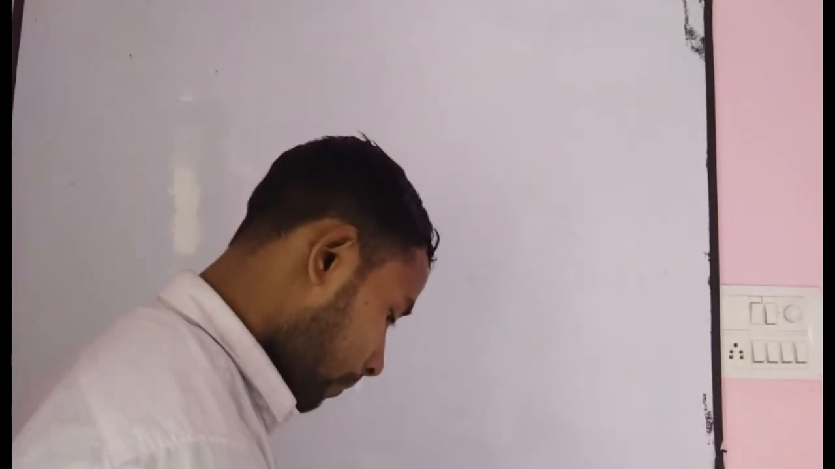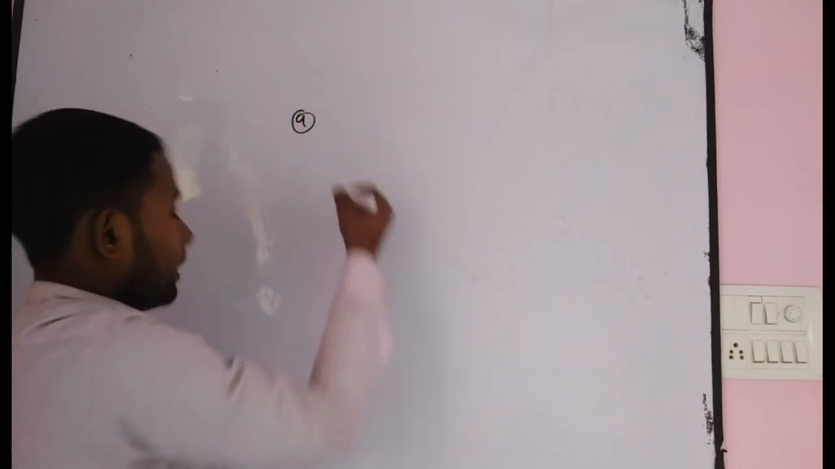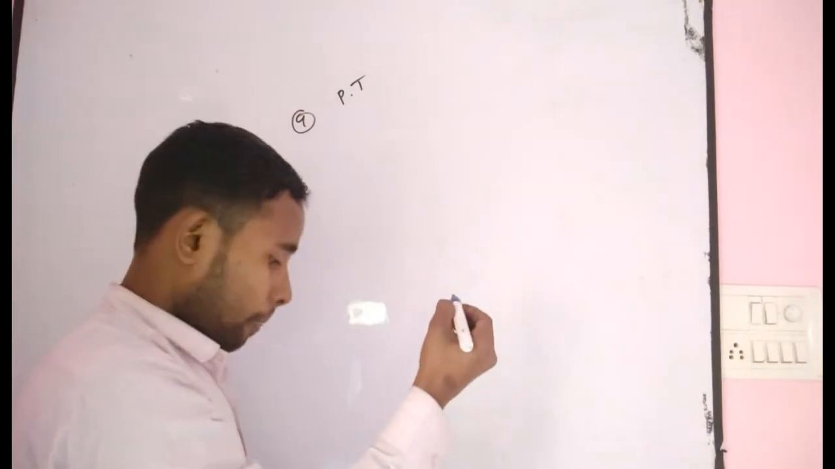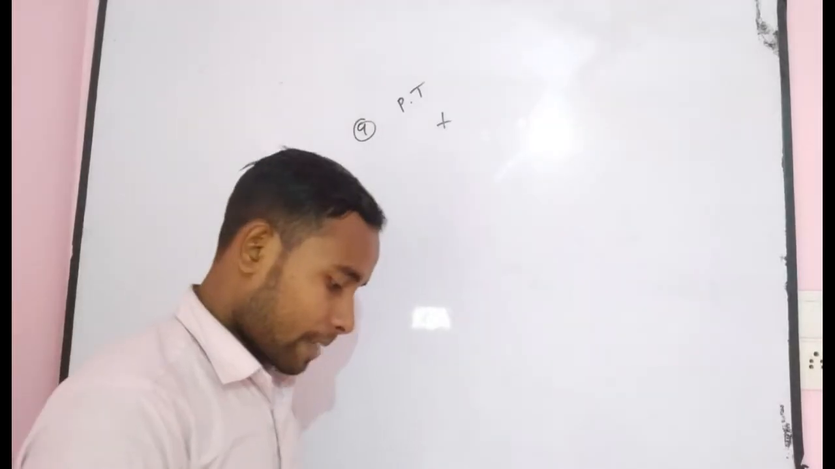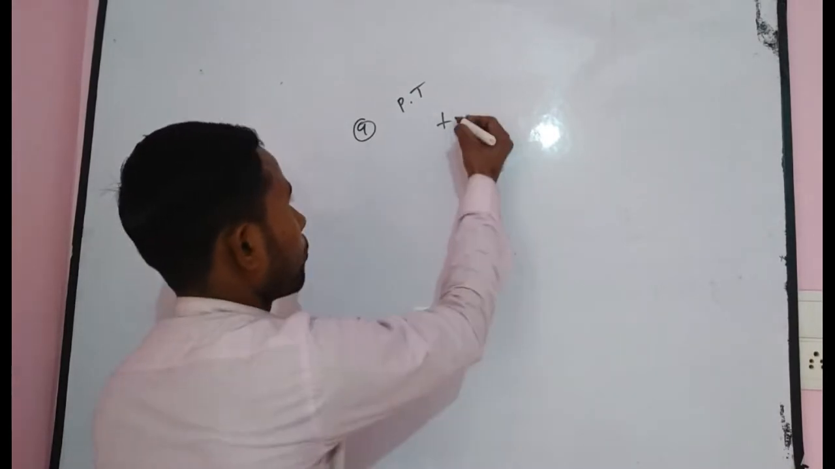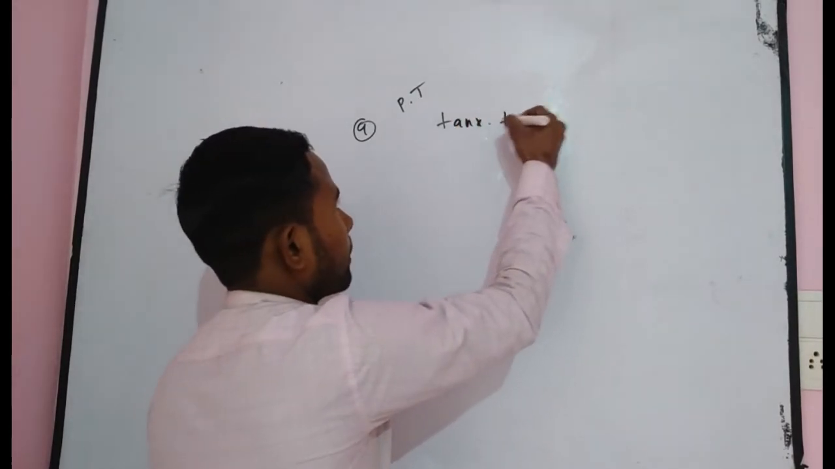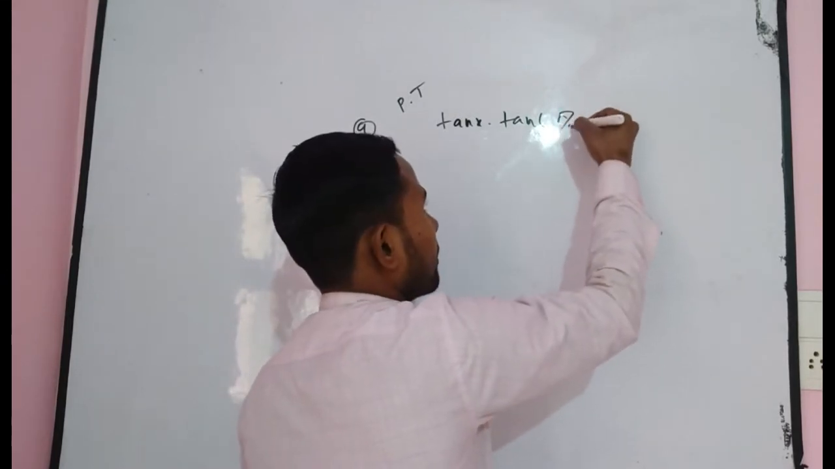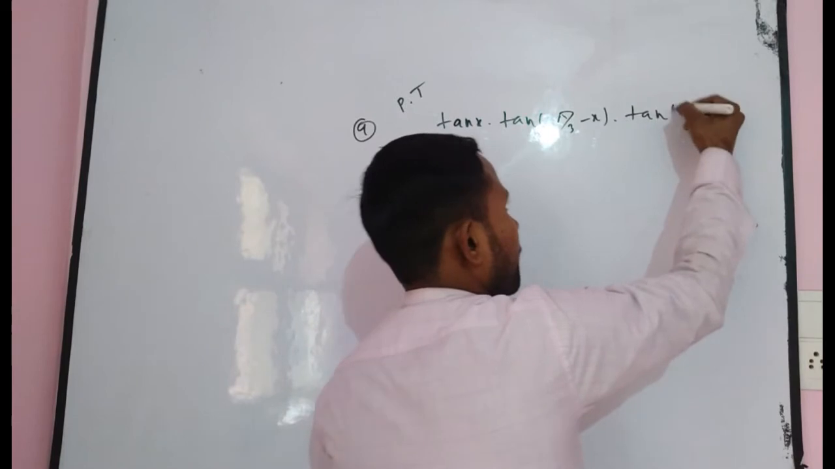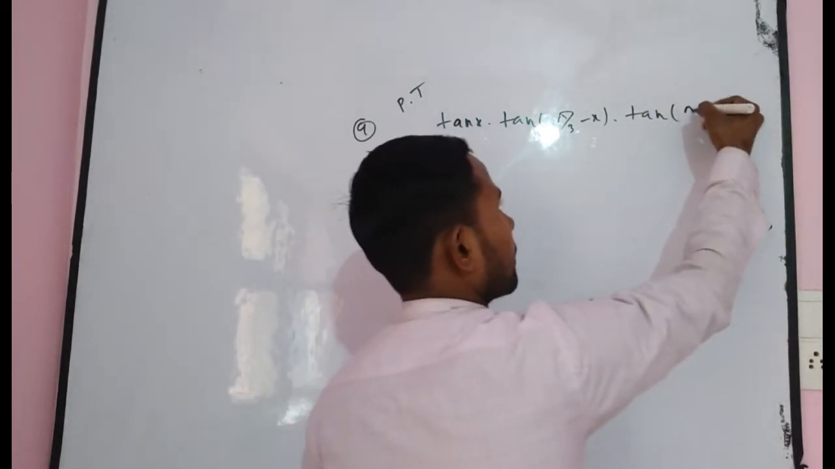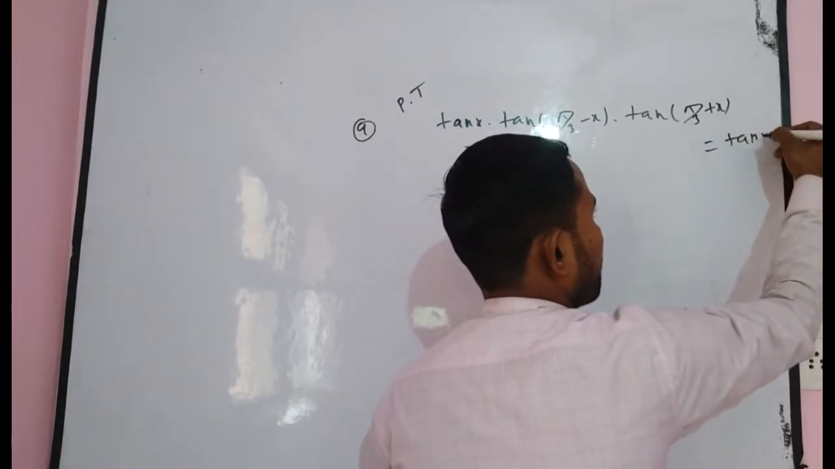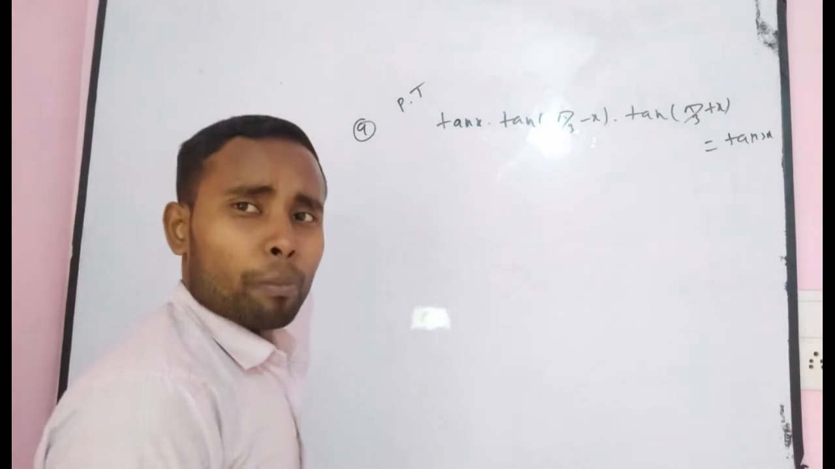In example 9, it is given that you have to prove that tan x into tan(pi by 3 minus x) into tan(pi by 3 plus x) is equal to tan 3x. You have to prove it. How can you solve? This is very simple.